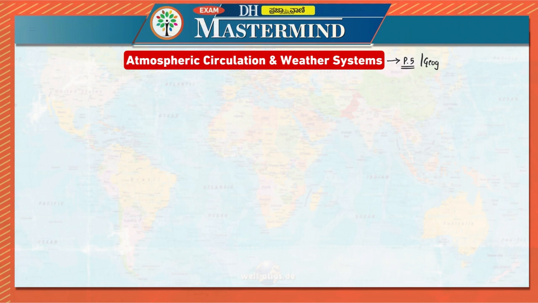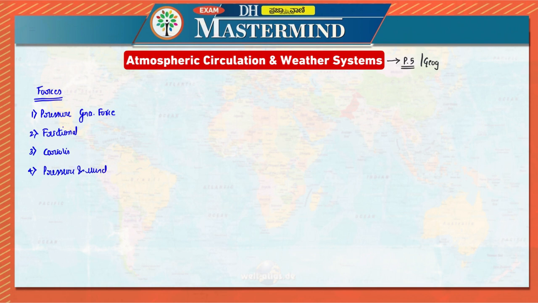So in the last part, if we have to revise, we were discussing the forces which affect the velocity and direction of the wind. The first one was pressure gradient force. The second one which we discussed was frictional force. And the third one, Coriolis force. And the fourth one will be pressure and wind. We have already discussed pressure gradient force and frictional force.